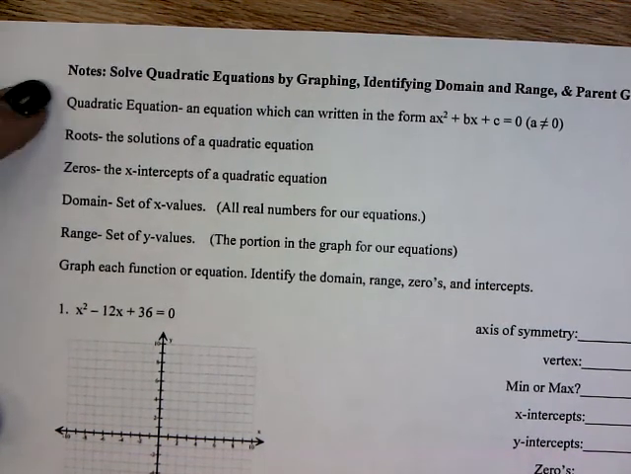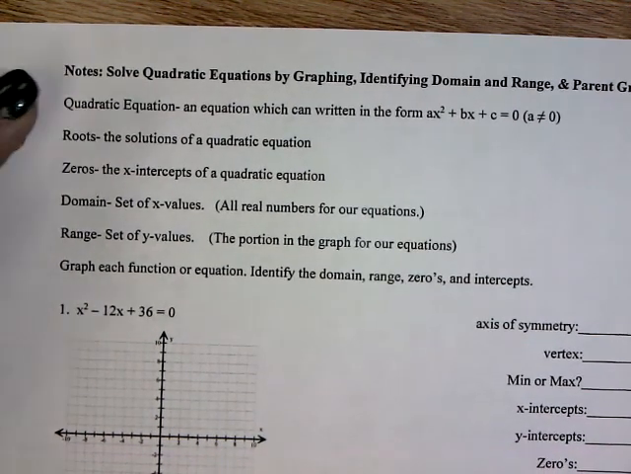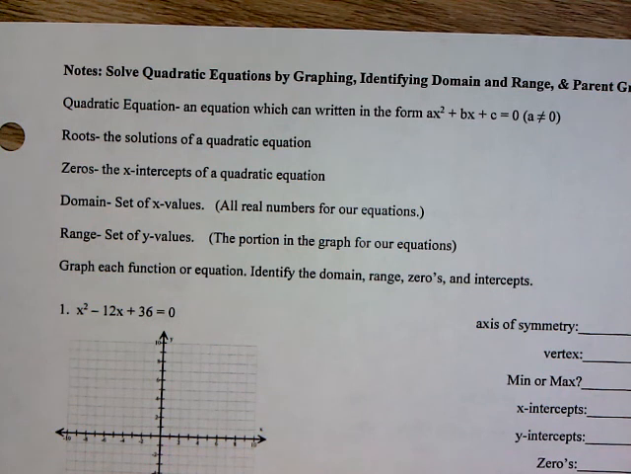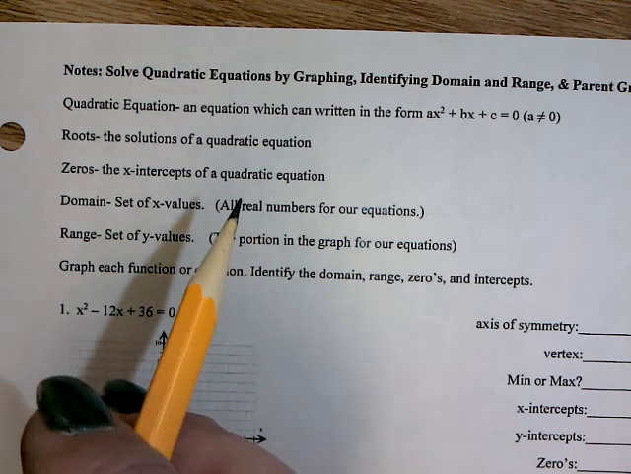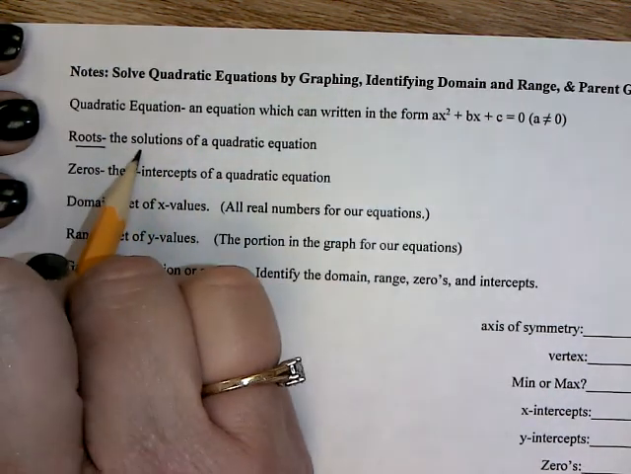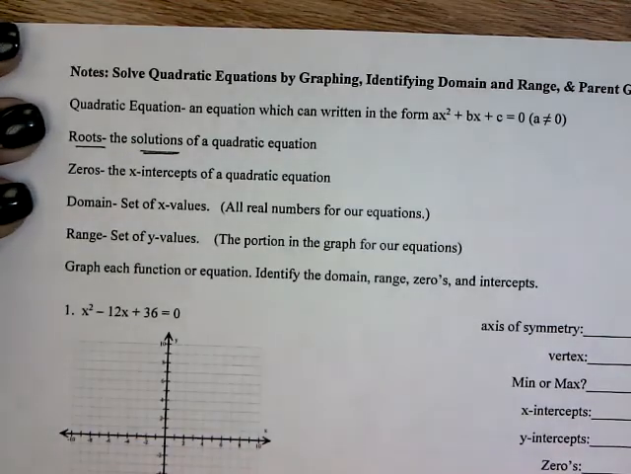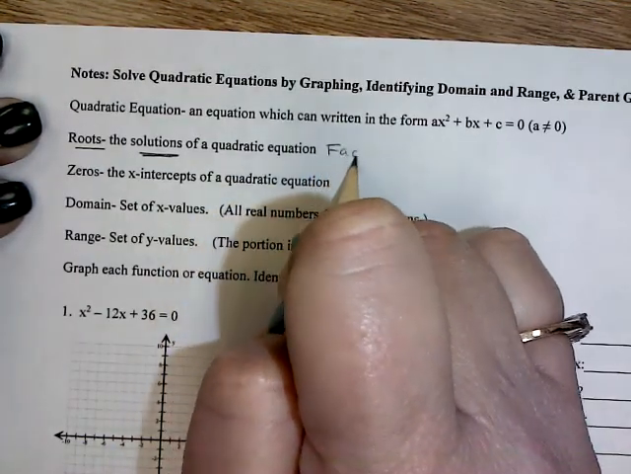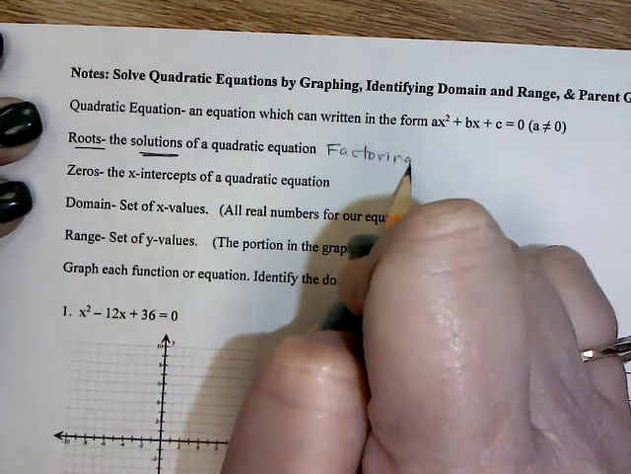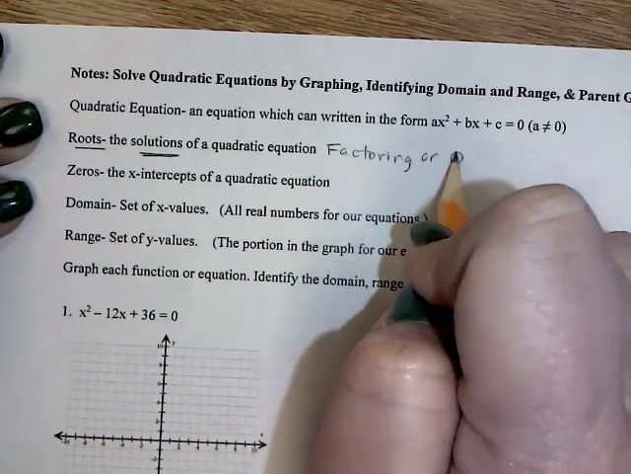First of all, we still have our quadratic equation. It's still in the form of ax squared plus bx plus c equaling 0. All your equations need to equal 0, so make sure they do. Most of them do, but you need to make sure they do. The roots are my solutions to the quadratic equation. Just like the first day, you find these by factoring or the quadratic formula.